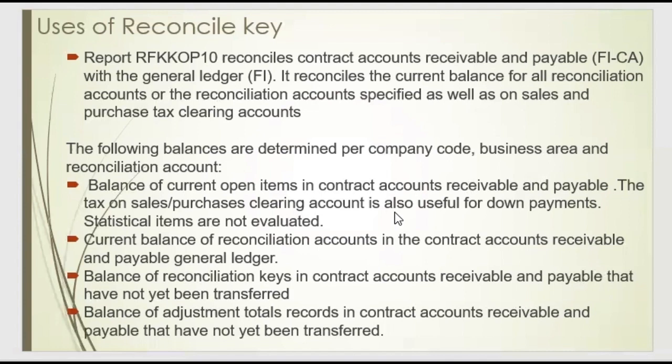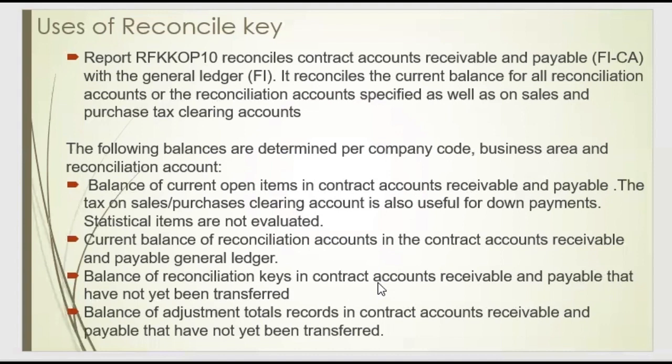Last time we discussed the statistical items. When we do the simulation of an invoice, a simulation which is very accurate to the real process, it creates statistical items. Those statistical items also need to be filtered out, or they need not be posted into the general ledger as a clearing item. That's how the reconciliation key also removes those statistical items.